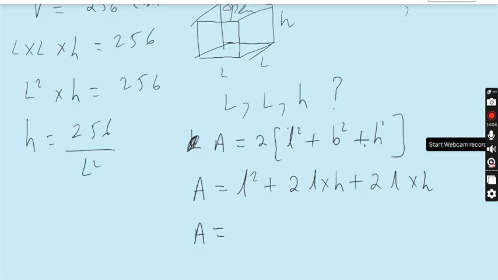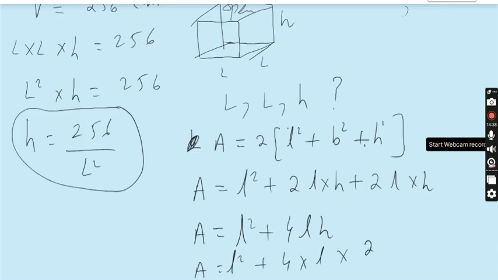So we will not take the portion of the area which is open. So L square plus 2 into length by height, or you can say breadth by height, because length and breadth both are same because it is a square base. Okay, so length square plus 4LH, this is the formula, or length square plus 4 into L into H. We have to put the value of H from here, which is 256 upon L square. Okay, so I hope you understand.